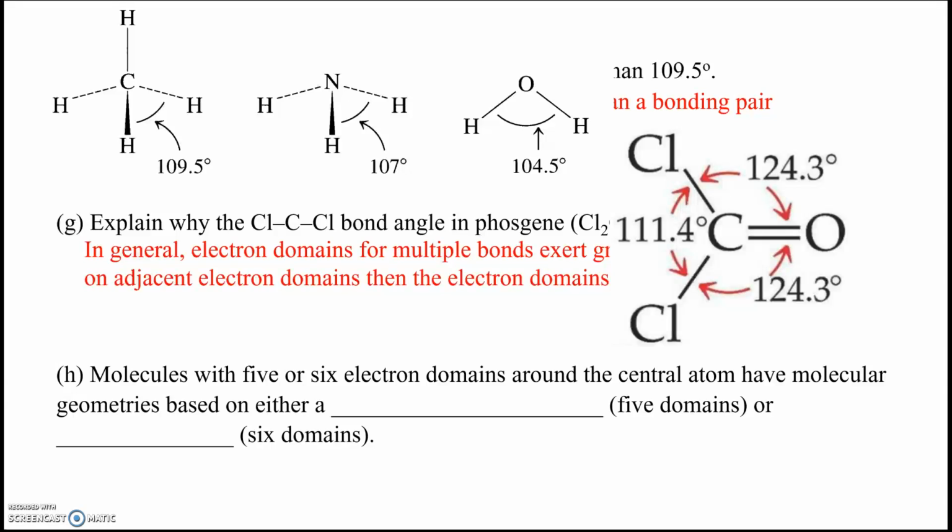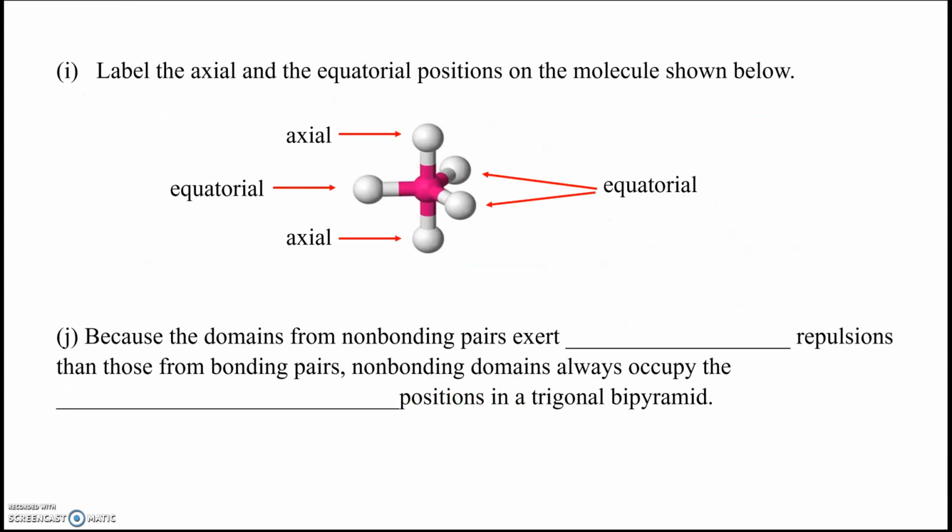Problem or question H, molecules with 5 or 6 electron domains around the central atom have molecular geometries that are based either on trigonal bipyramidal, which would be 2 trigonal pyramids that are base to base, or octahedral, which would be 2 four-sided pyramids, which would be base to base. All right, let's label the axial and the equatorial positions on this molecule shown below.